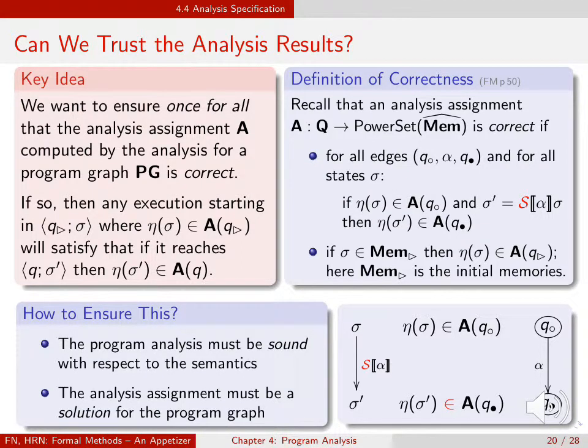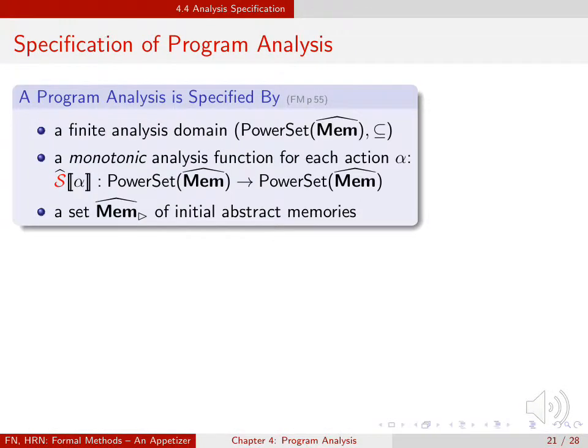To achieve this goal, it is useful to break it down into two subtasks that jointly will give us our assurances. The first is that the abstract analysis functions must somehow be sound with respect to the semantics. The other is that the analysis assignment solves some constraints arising from the analysis functions and the program graph.